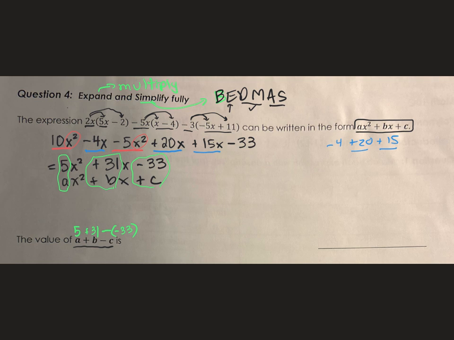We figure that out: minus a negative is going to end up being positive, so these are all positive things we're adding together now. 31 and 5 is 36, 36 and 33 is going to be 69. So that would be the answer to the first question.